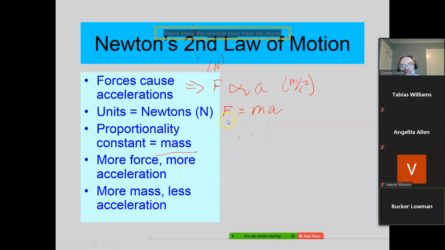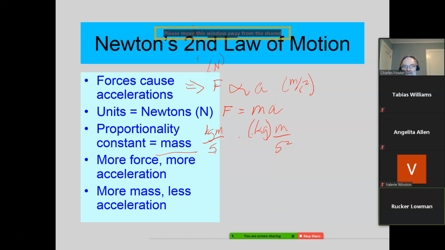Now let's figure out what a Newton is. We know what we measure mass with, and this is why I chose SI units. Mass is measured in kilograms in SI units. In the CGS system, it's measured in grams. The SI system is measured in kilograms. Acceleration, like I said here, was meters per second squared. So what is a force? A force has to be a kilogram meter per second squared.